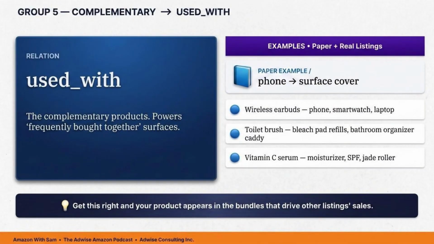Used with the products that pair with yours. The paper's example, a phone is used with a surface cover. For wireless earbuds, used with phone, smartwatch, laptop. For toilet brush, used with bleach pad refills, bathroom organizer caddy. This relation matters because it powers Amazon's frequently bought together, and customers who bought this also bought surfaces. Get this right, and your product starts showing up in the bundles that drive other listings' sales.